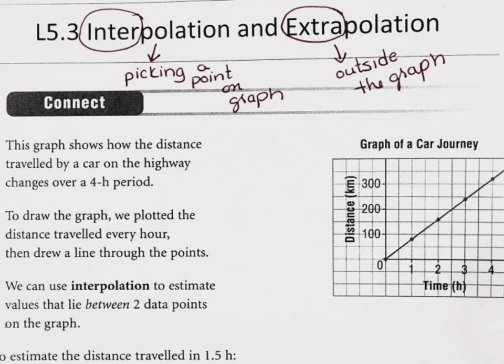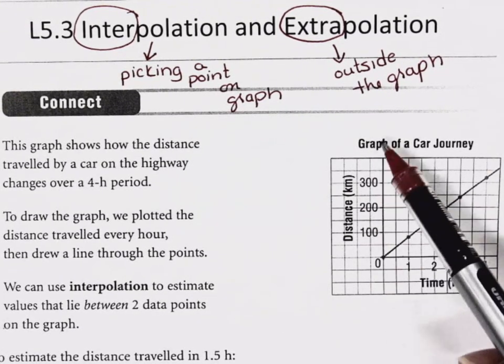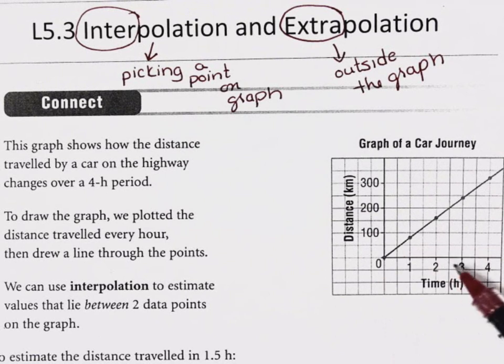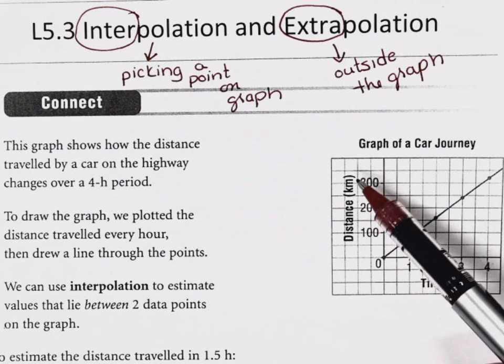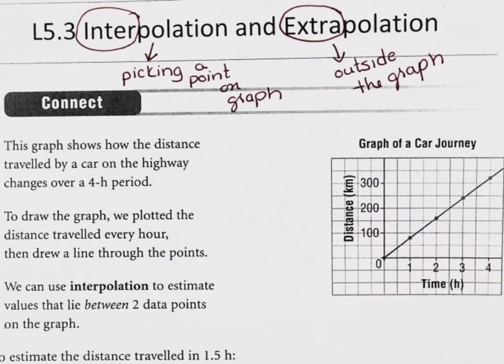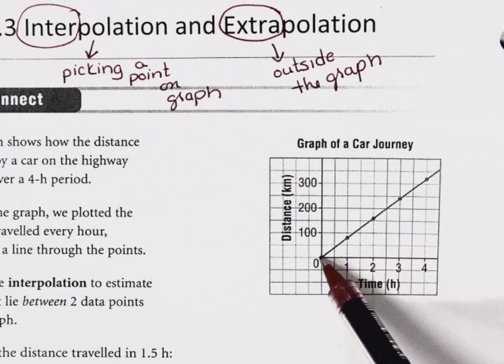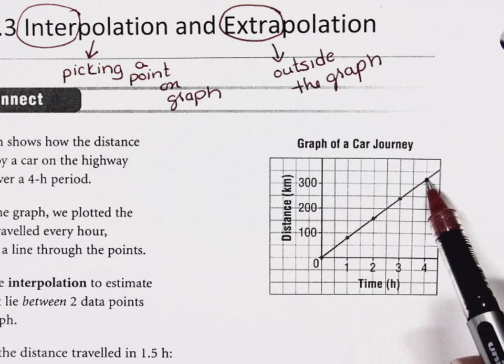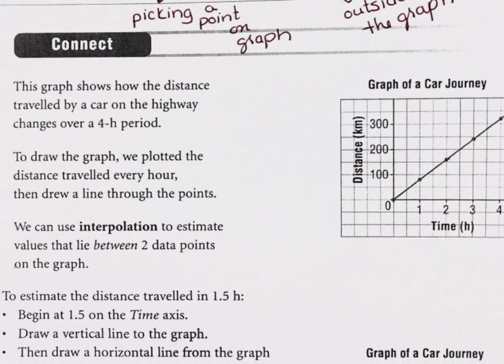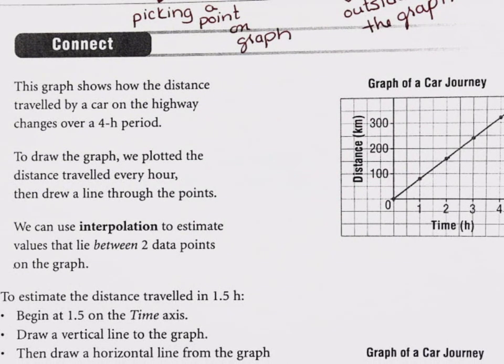Okay, so we have the graph of a car journey. We have each axis labeled. Our x-axis, we have time, and time is measured in hours. And on our y-axis, we have distance, and it's measured in kilometers. So this graph shows the distance traveled by the car on the highway over a 4-hour period. We've been given data at 0, 1 hour, 2 hours, 3 hours, 4 hours. We plotted the information, and we can use interpolation to estimate the values between two data points given.